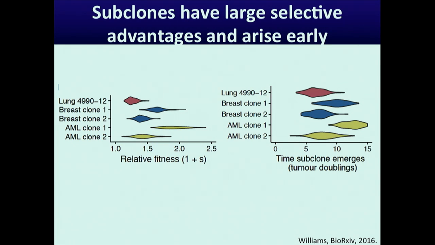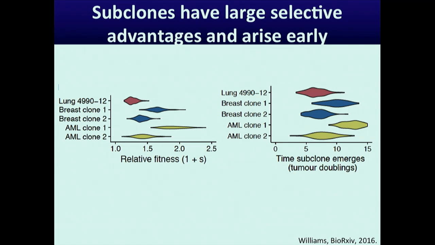And so this is kind of the headline result. These are the fitness advantages that we measure that those subclones I just showed you are experiencing within the tumour. And the take-home message is that they're absolutely huge. We measure that these subclones have something like a 50% increase in their fitness, so they either divide twice as quickly, or die half as much.